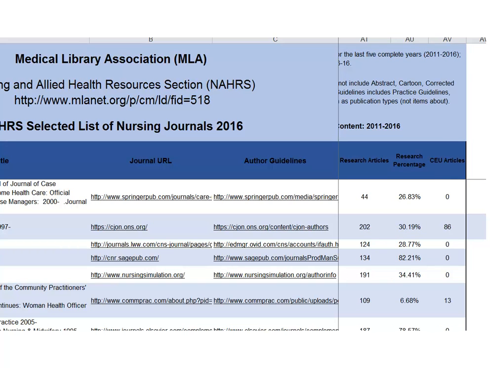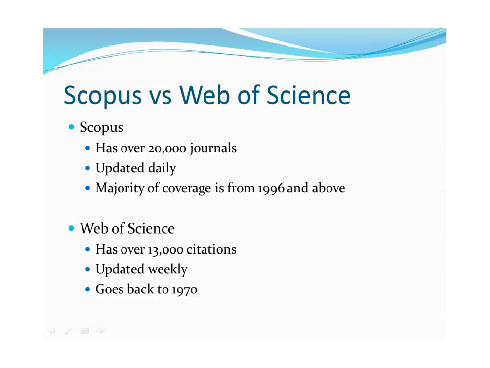which percentage is research. Now I would like to talk about library resources that you can use to evaluate where you would like to publish. Two databases that I'm going to be spending some time in are Scopus and Web of Science.